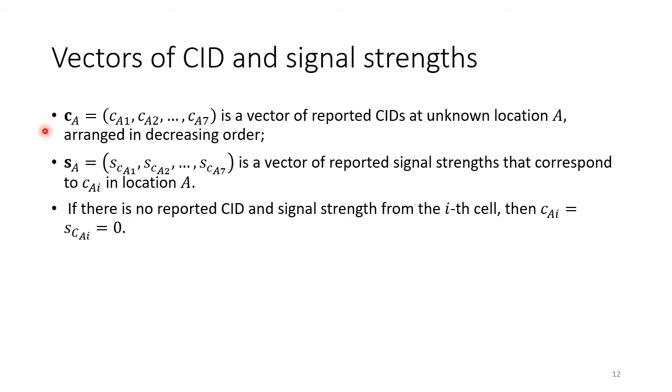We have vector CA, which is a vector of reported CIDs at unknown location A, arranged in decreasing order. SA, which is a vector of reported signal strength that correspond to CAi in location A. And if there is no reported CID and signal strength from the ith cell, then CAi equals 0, SAi equals 0.